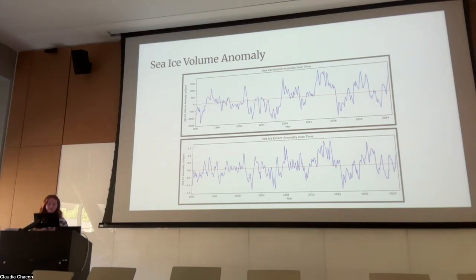For this slide, I decided to compare sea ice volume anomaly on the top to sea ice extent anomaly on the bottom. As you can see, they are very similar, however, they are not identical, which shows us that sea ice thickness does still play a role in overall sea ice volume. However, quantitatively, sea ice extent plays more of a role in sea ice volume than thickness.